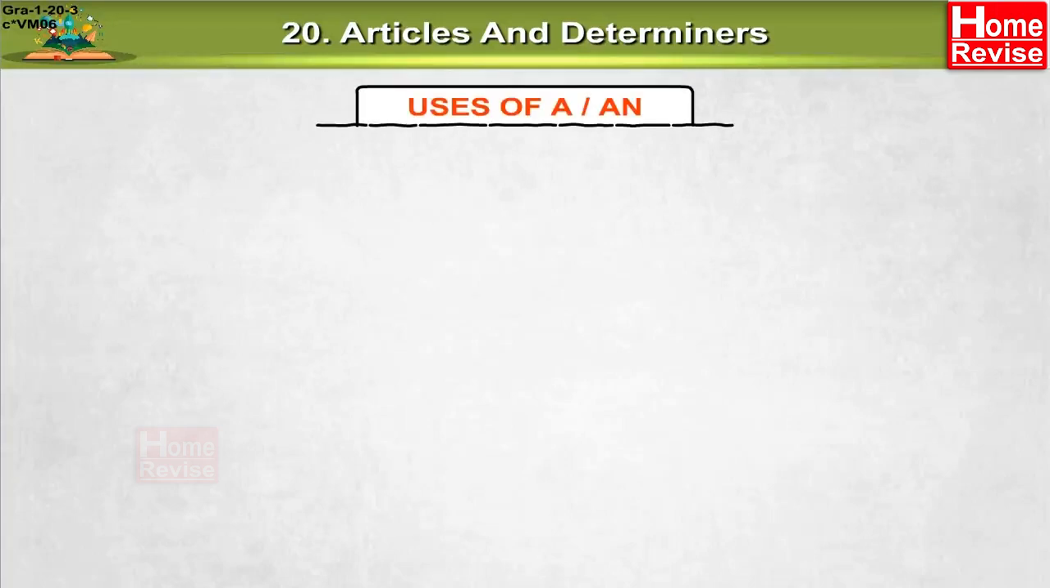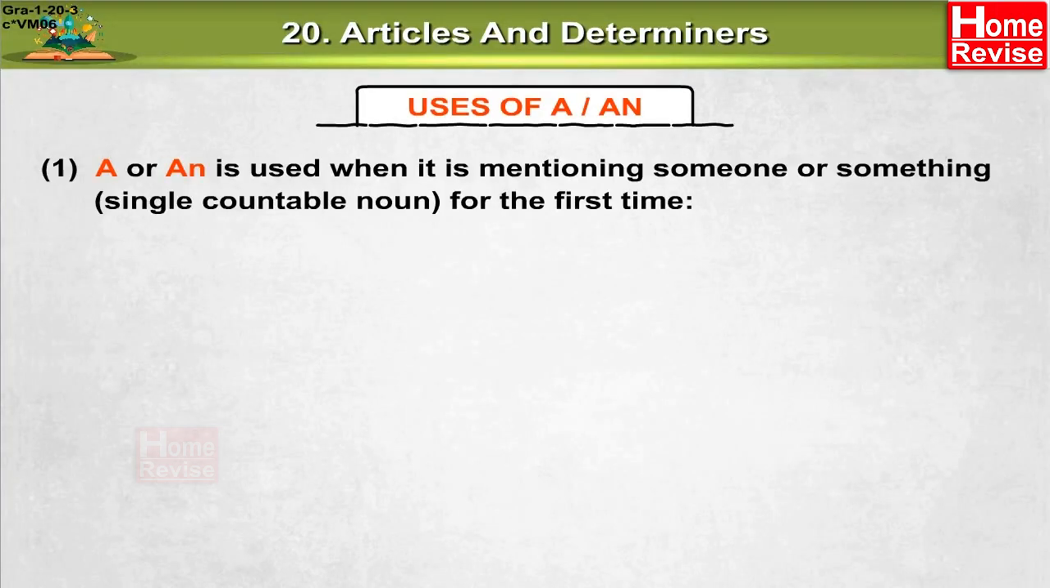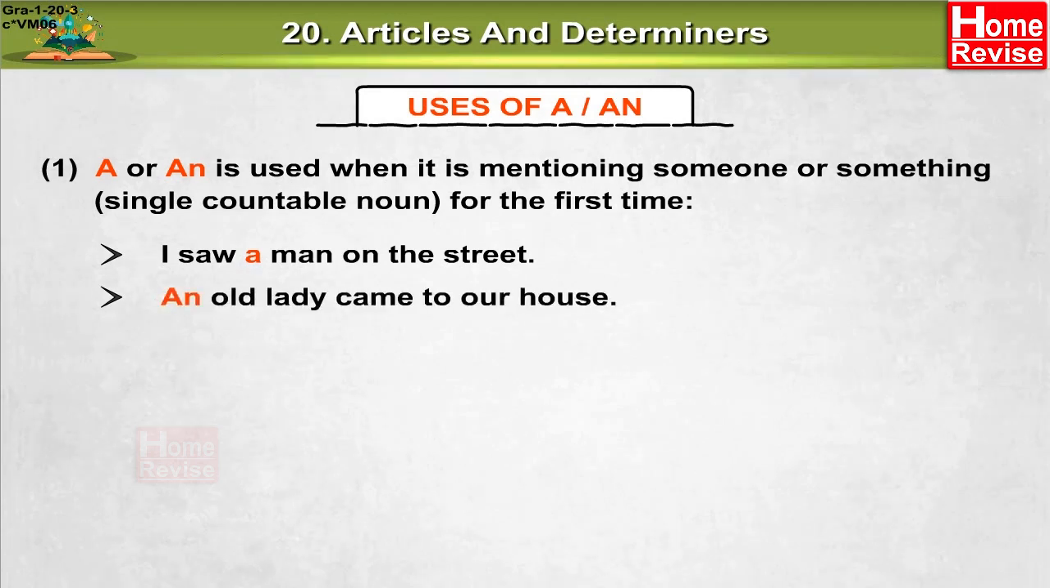Uses of a or an. First, a or an is used when it is mentioning someone or something, a single countable noun, for the first time. I saw a man on the street. An old lady came to our house.